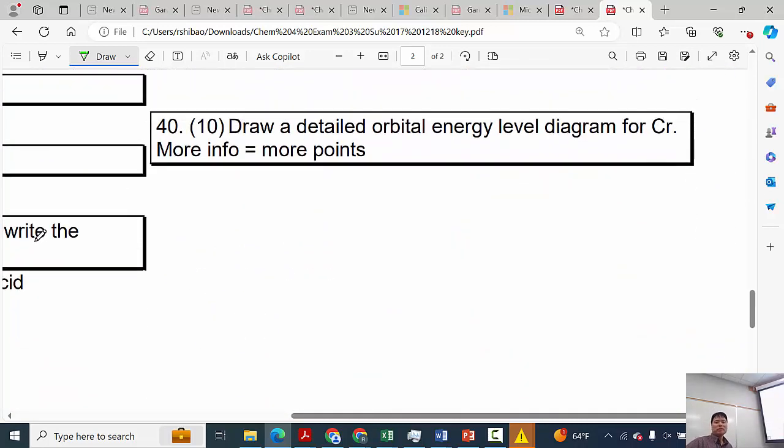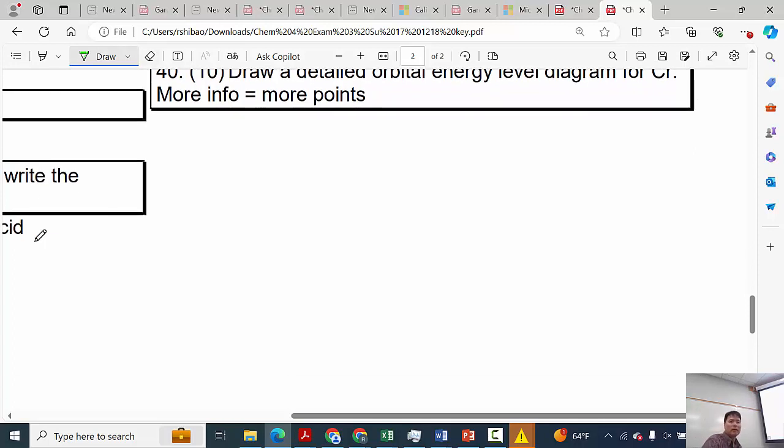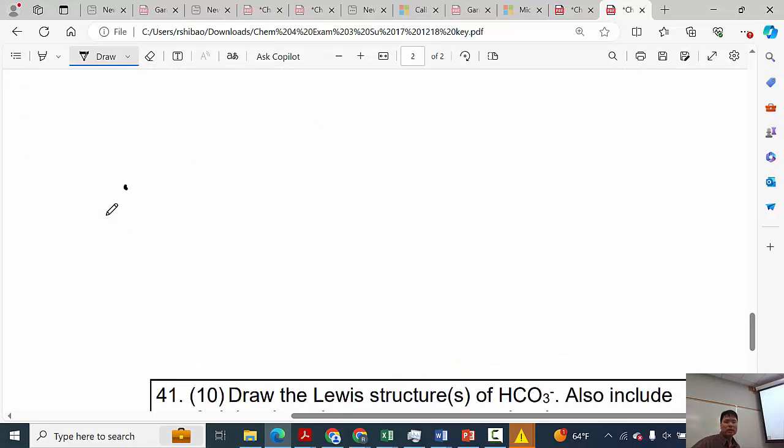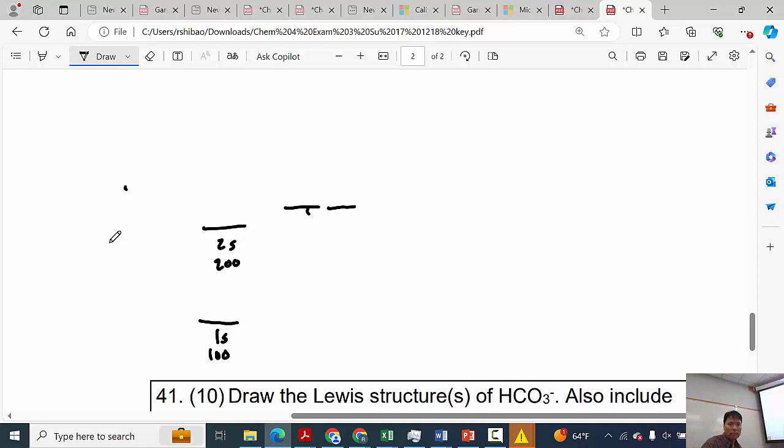Draw a detailed orbital energy level diagram for chromium. So you just have to memorize this. What's the lowest energy orbital? The 1s, or 100, and then 2s or 200. And then we have the 2p's, 2 1 negative 1, 2 1 0, 2 1 1. And then what comes after the 2p's? 3s, 3 0 0.